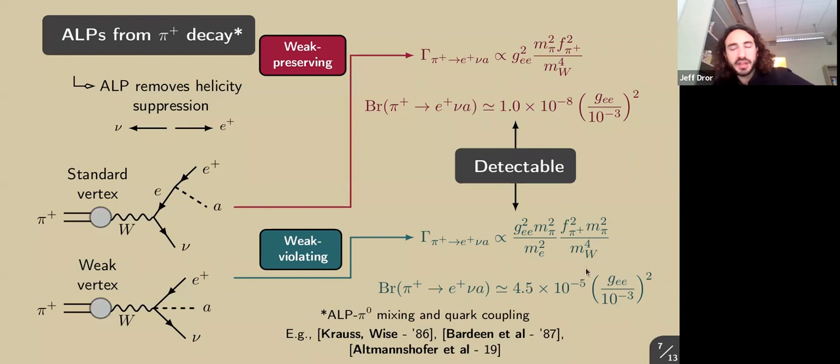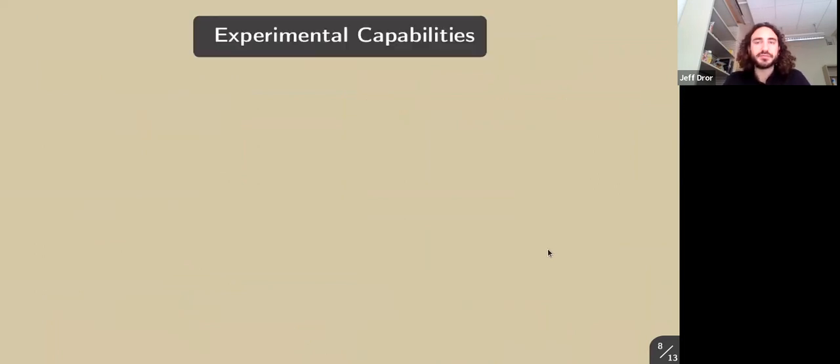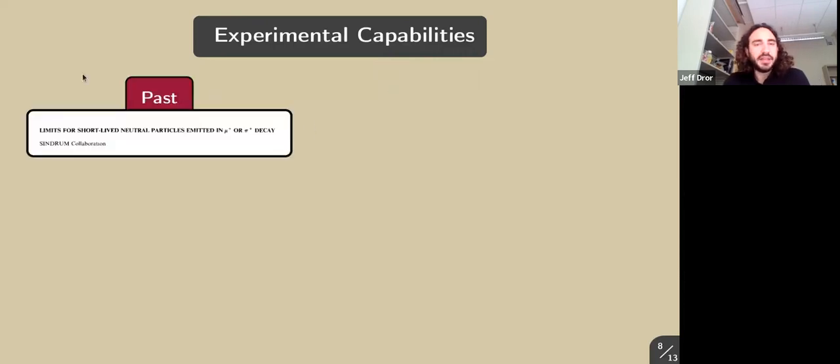Now, what's really interesting, I think, is that both these numbers are very detectable. Well, we have many pions. We've looked for very small branching ratios. And you can go ahead and constrain this parameter space very well. And that goes to the next slide, which is all about what kind of experiments we have that are capable of looking for this process.